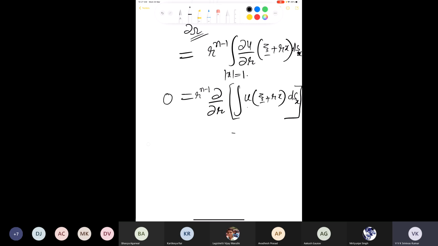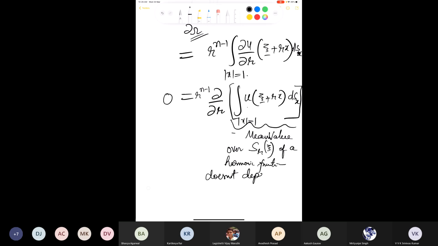So the mean value, this is the mean value over a sphere S_R(ξ), the surface of the sphere, of a harmonic function. A harmonic function does not depend on r, the radius, because the derivative with respect to r is becoming 0.